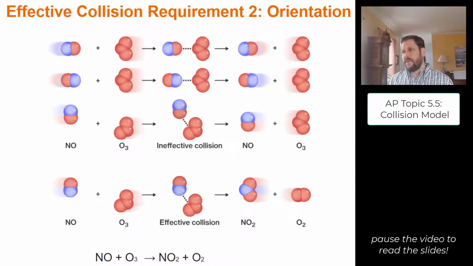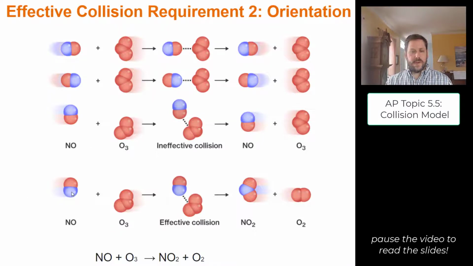The second requirement we'll look at is that of proper orientation. So in this example, you'll see at the top a molecule of NO with the O side facing the central oxygen in ozone does not lead to an effective collision. And if the N side of the NO molecule hits the central oxygen in ozone, it does not lead to an effective collision. If the oxygen side of the NO molecule hits that acute angle in the ozone molecule, that does not lead to an effective collision.